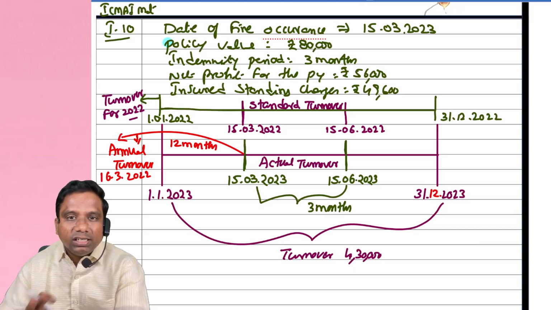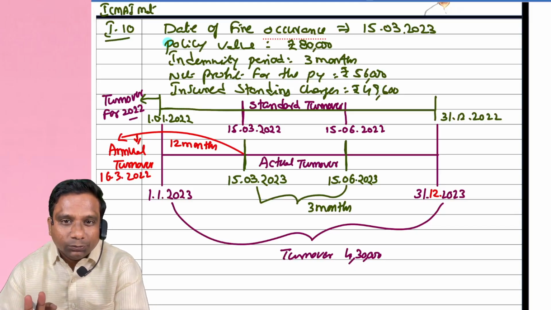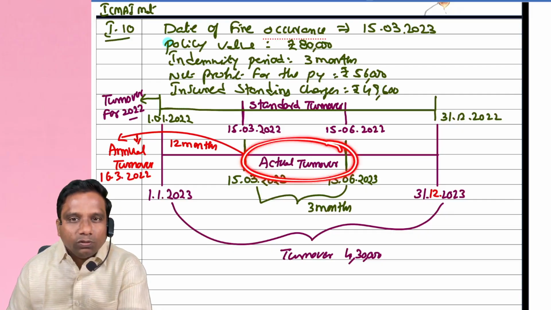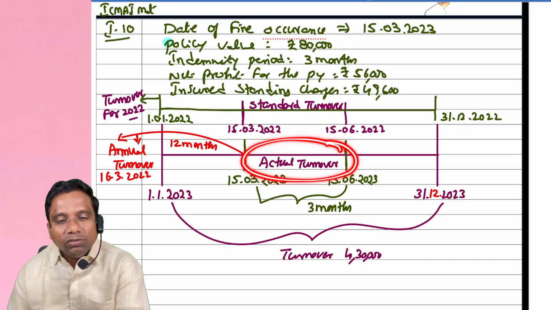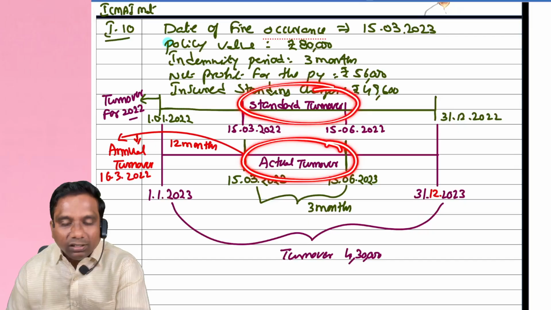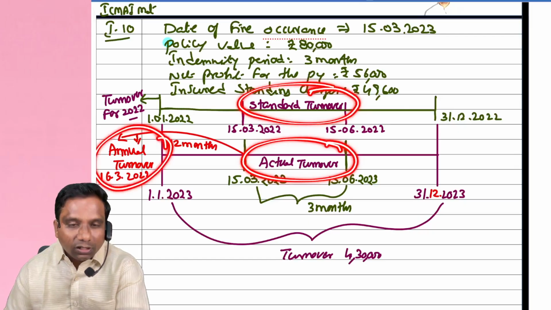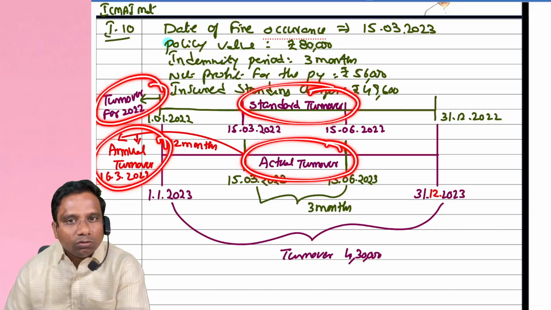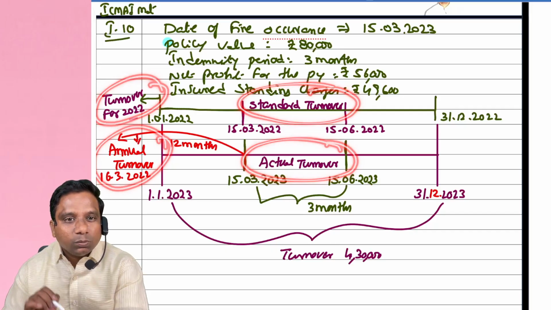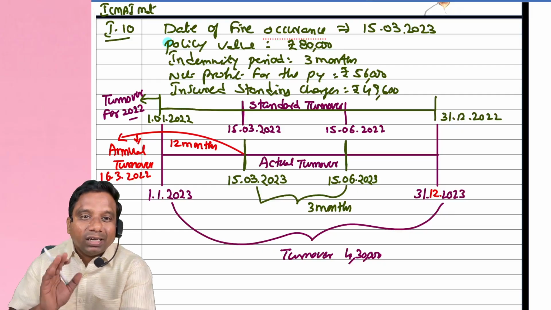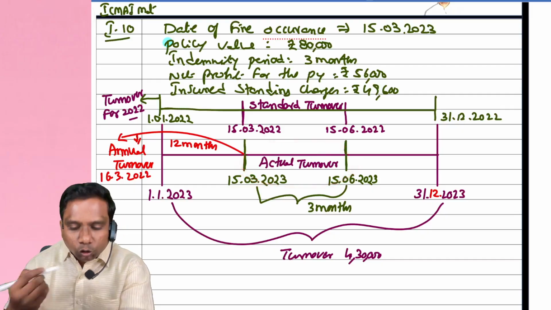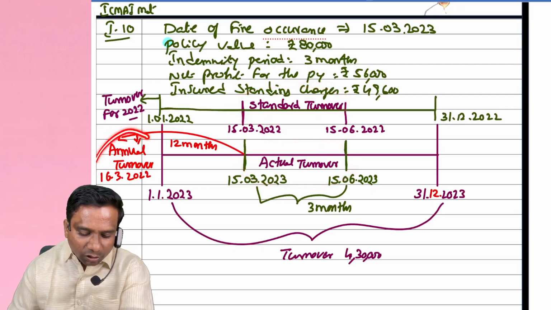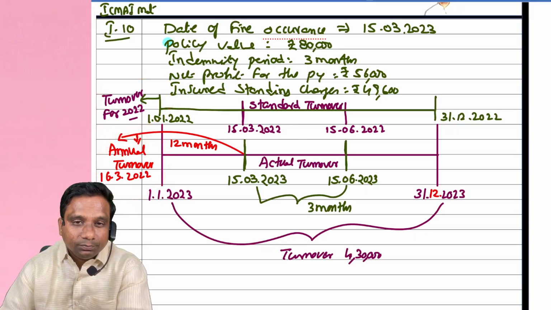Now, this is the information we have. But the question comes, what is the actual turnover? In the previous problems, illustration 9 and 8, they gave the actual turnover straight away, standard turnover straight away, annual turnover straight away, and previous year turnover also straight away. But in this problem, you should calculate these 4. That is the important concept in this problem. You should calculate actual turnover, standard turnover, annual turnover, and turnover for the previous year.